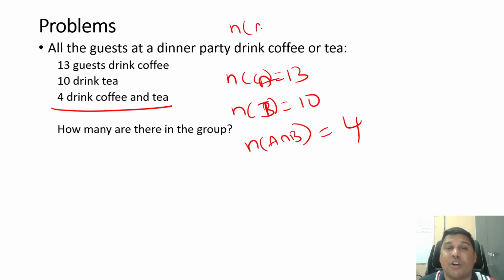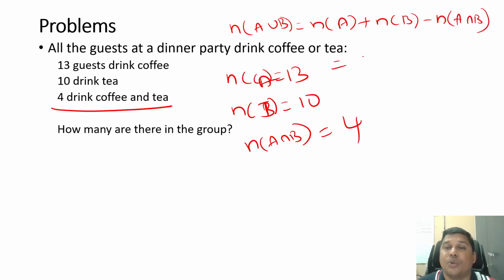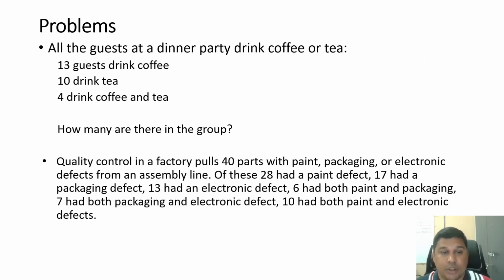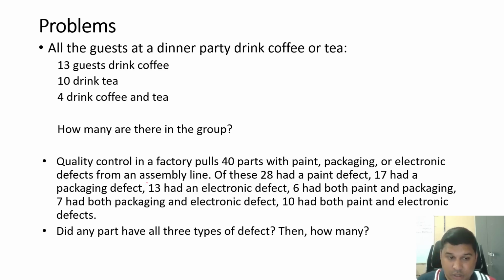So it is nothing but n of A union B equal to n of A plus n of B minus n of A intersection B. So 13 plus 10 minus 4, so 23 minus 4, 19. Right. This is the solution. Another question, let's see.